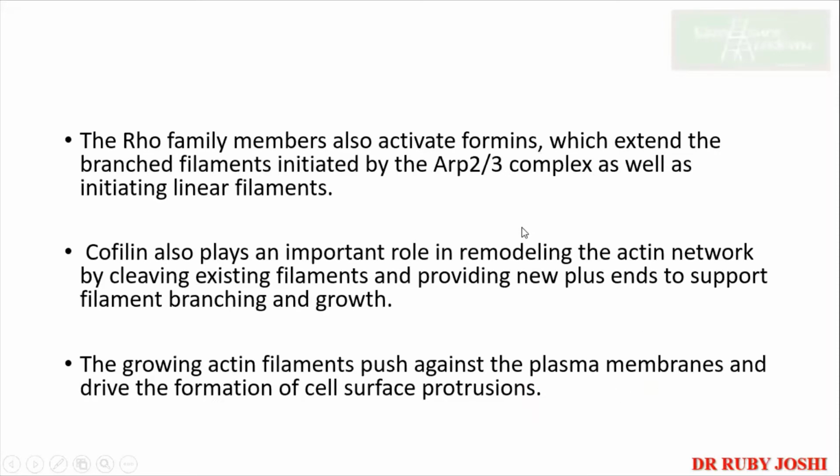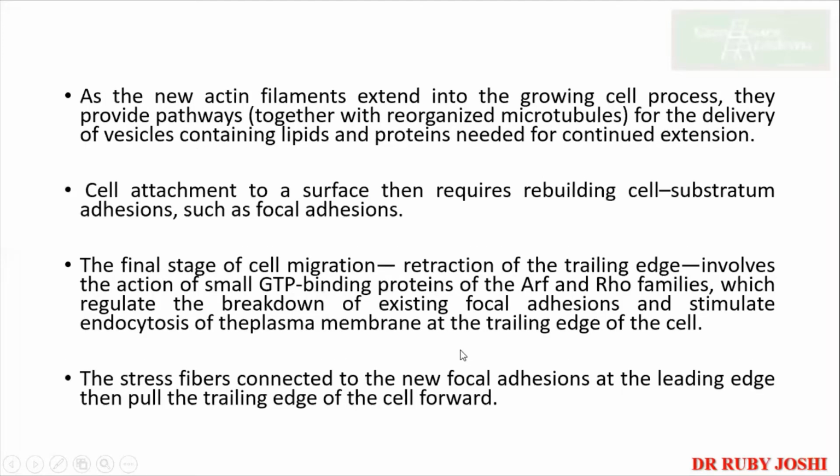Now, the Rho family members also activate formins, which extend the branch filaments initiated by the ARP2/3 complex. Now, cofilin is also playing an important role in remodeling. So when they cleave the existing filaments, they provide a new plus end and minus end. The growing actin filaments push against the plasma membrane and drive the formation of cell surface protrusions. Okay, so I hope this is clear.